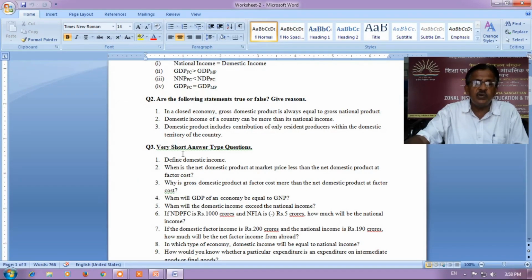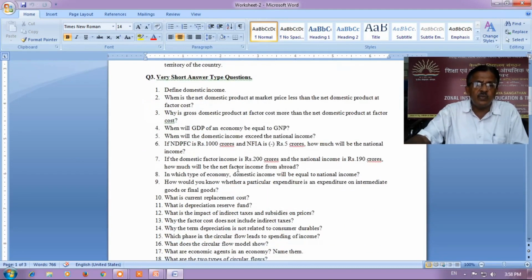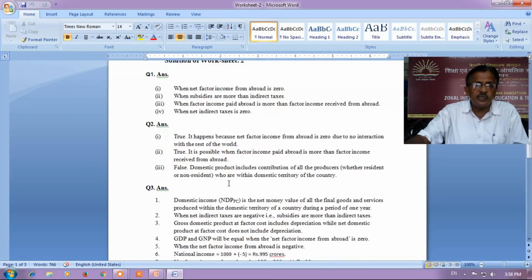Then question number 3, very short answer type question. You have to give the answer in one sentence. Define domestic income. So let us check the answer. Domestic income, that is NDP at factor cost, is the net money value of all the final goods and services produced within the domestic territory of a country during a period of 1 year.